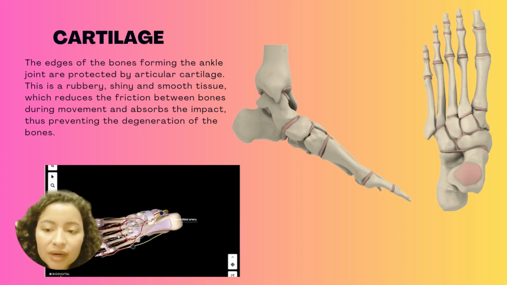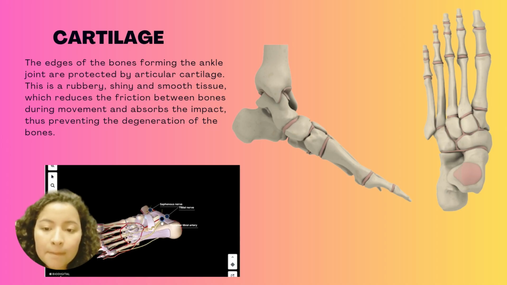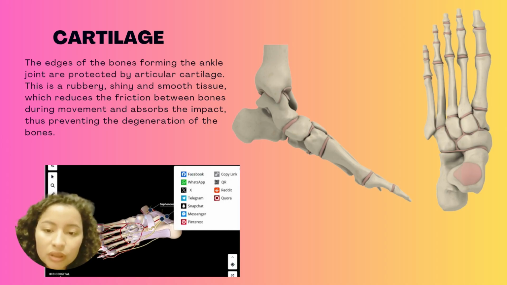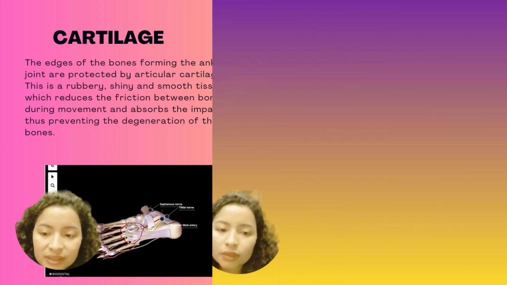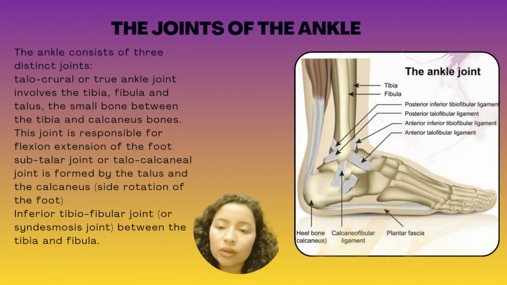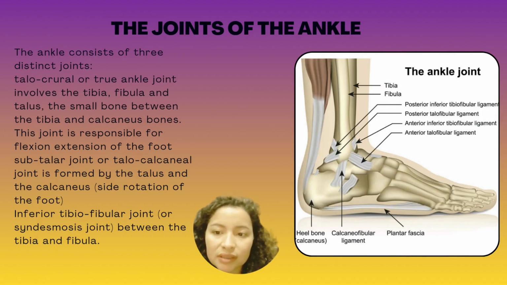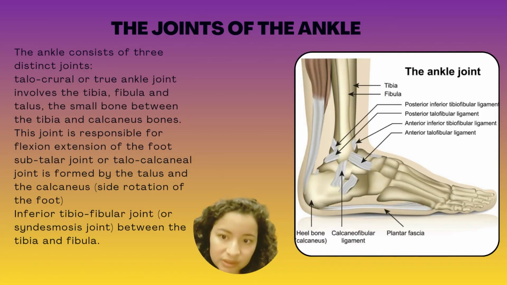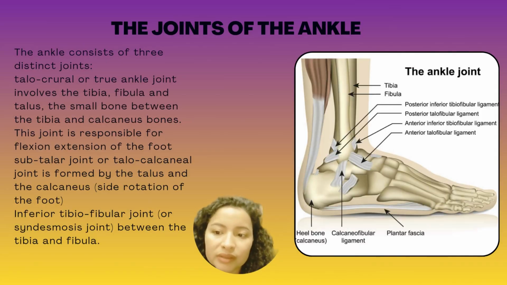The ankle consists of three distinct joints: the talocrural or true ankle joint, between the tibia, fibula, and talus, the small bone between the tibia and calcaneus bones. This joint is responsible for flexion and extension of the foot.